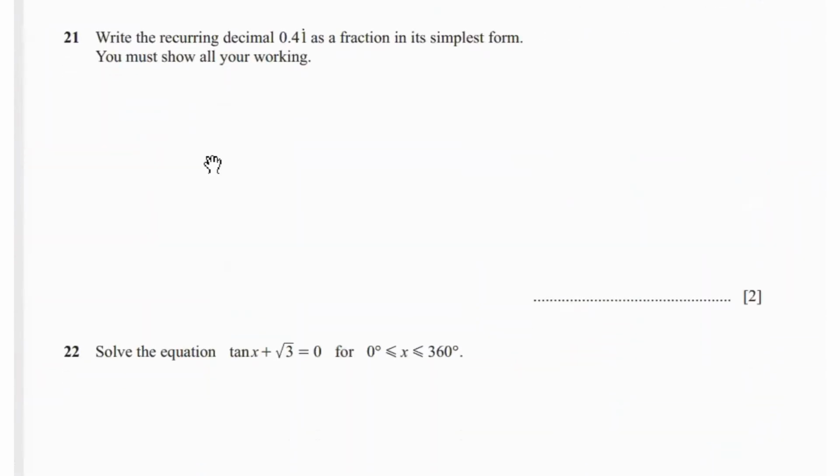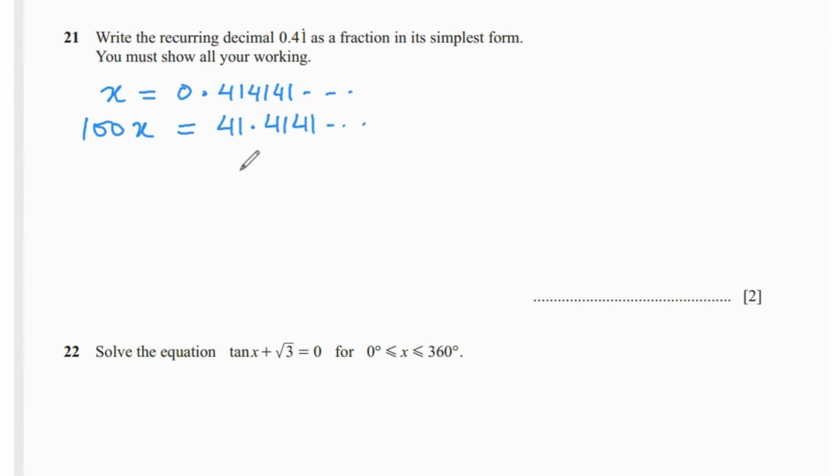Question 21 says, write the recurring decimal 0.41 recurring as a fraction in its simplest form. You must show all your working. So what we're going to do is, first we're going to assume that x equals 0.41 recurring. Now I'm going to multiply x by 100, giving 100x. When I multiply x by 100, that makes 0.41 recurring into 41.41 recurring.